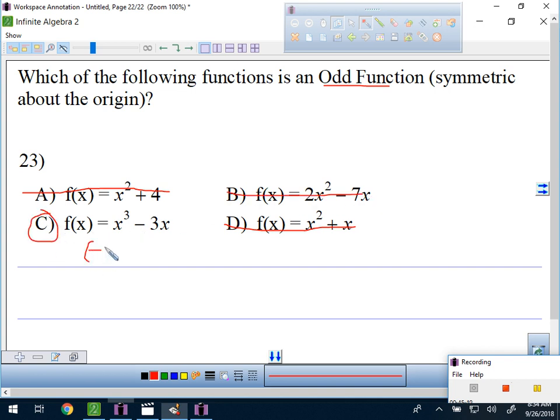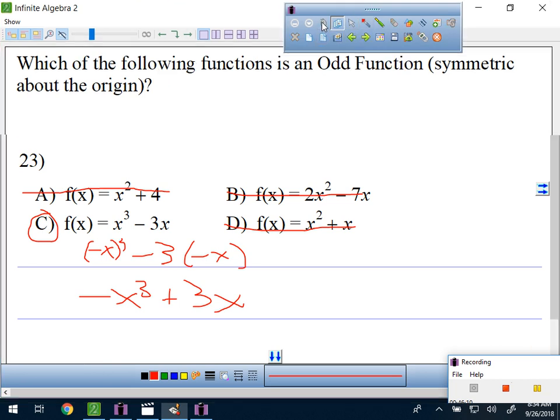If you plug in negative x to the third power, and then you have negative 3 times a negative x, when you have negative x to the third power, that's going to give me a negative x cubed. And negative 3 times a negative x is a positive 3x. If you notice, they're exactly the opposite of each other. And so that means that C has to be the odd one. If it asked for even, then they would have been exactly the same. But this one was asking for odd, so that's why it was C for number 23.